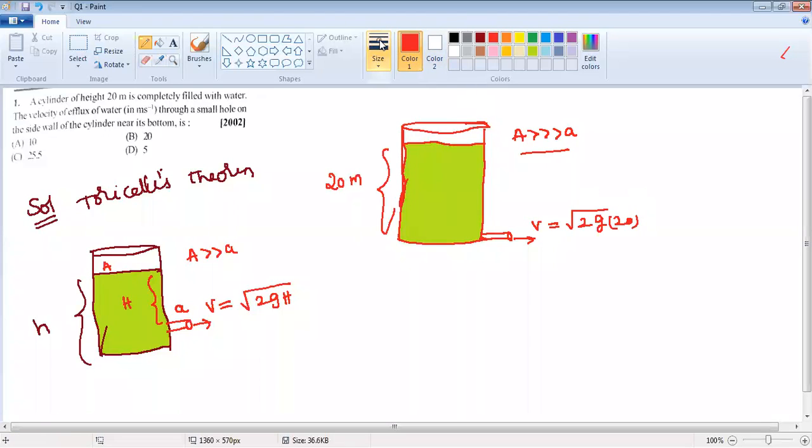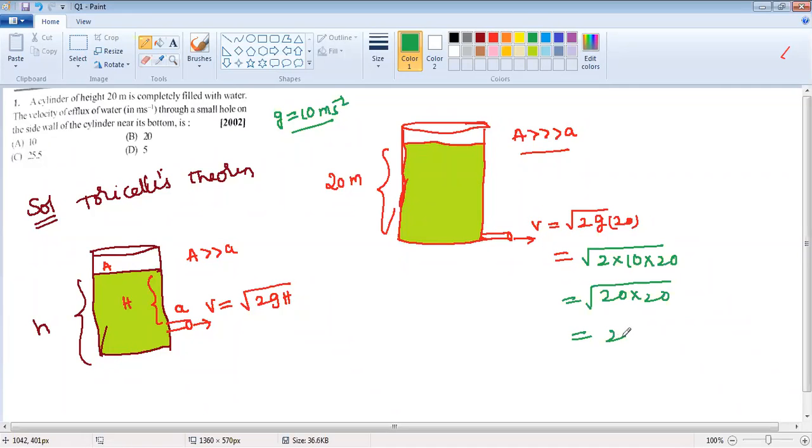Are you following me? Yes, sir. So actually g was also not given. So g is assumed to be 10 here, as per the options. Now V is equal to root of 2 into 10 into 20. Now this should be equal to root of 20 into 20. Now the answer is 20 meters per second. Now this is your answer. So which one is the right option? Option B is the correct answer.